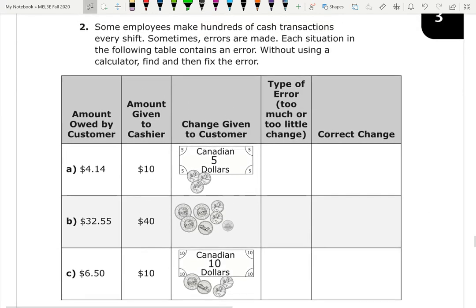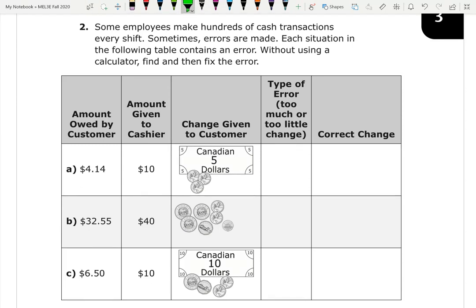Some employees make hundreds of cash transactions every shift. Sometimes errors are made. Each situation in the following table contains an error. Without using a calculator, find and then fix the error. Many of you may have a part-time job as a cashier. I was a cashier for several years. And even though a lot of customers now use debit and credit to make purchases, or even Apple Pay, some are still paying with cash. So it's important for us to learn how to give correct change back.